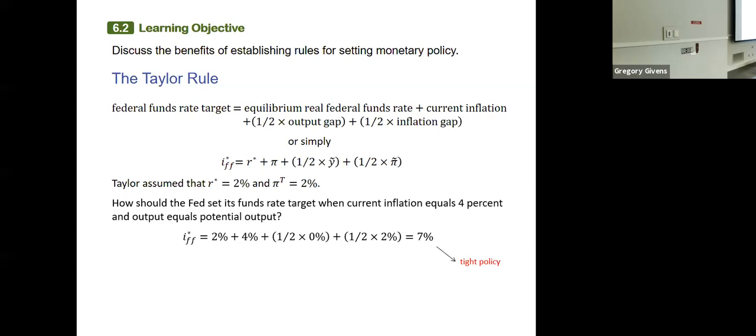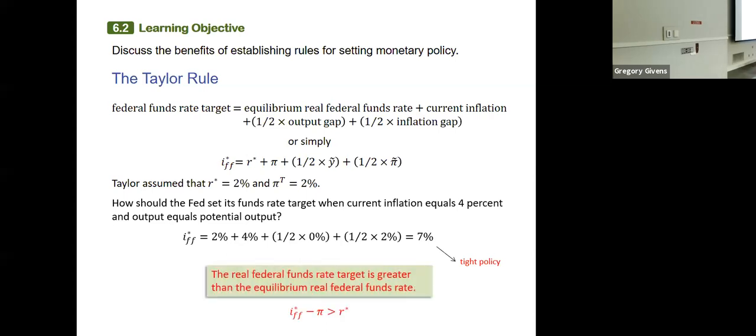This is a tight or restrictive monetary policy stance. Why is that? Because the real federal funds rate exceeds the equilibrium real funds rate. The nominal funds rate, 7%, minus inflation of 4%, gives us a real federal funds rate of 3%. That is bigger than the equilibrium real federal funds rate. In that case, the stance of monetary policy is said to be tight or restrictive, according to the Taylor rule.